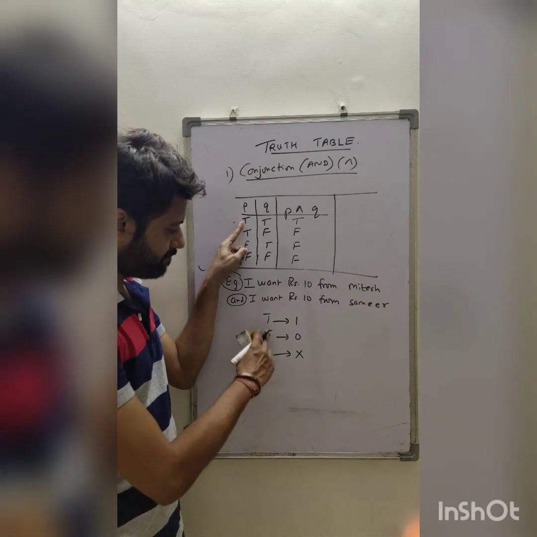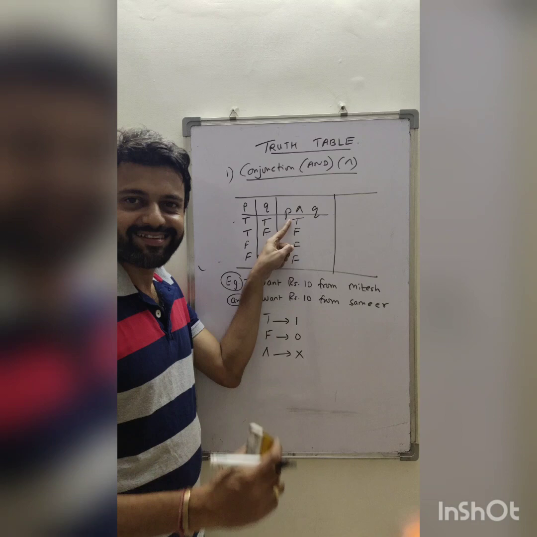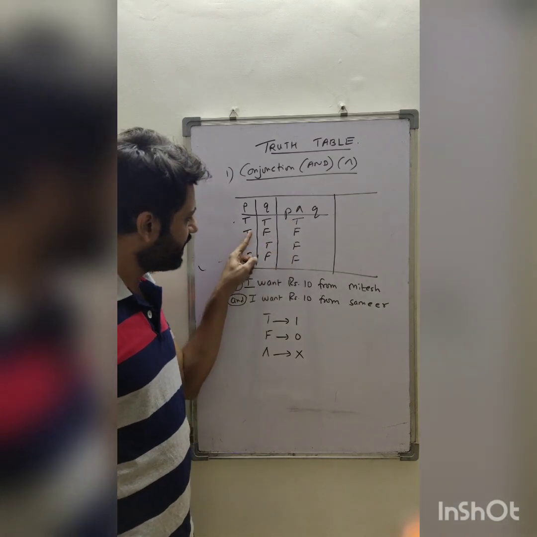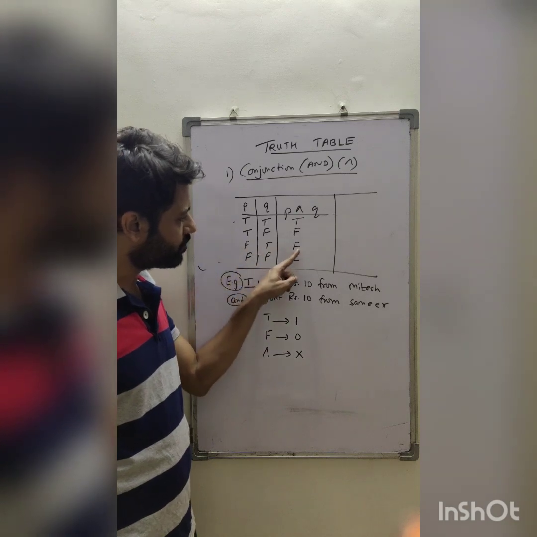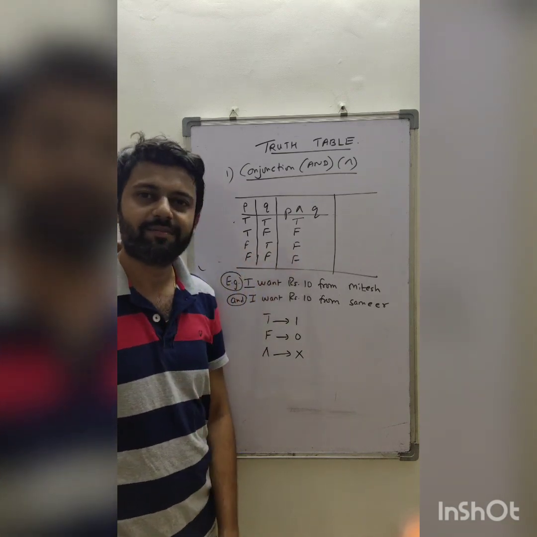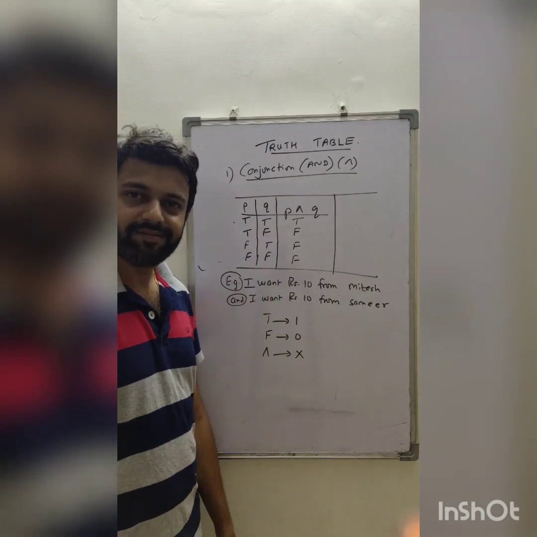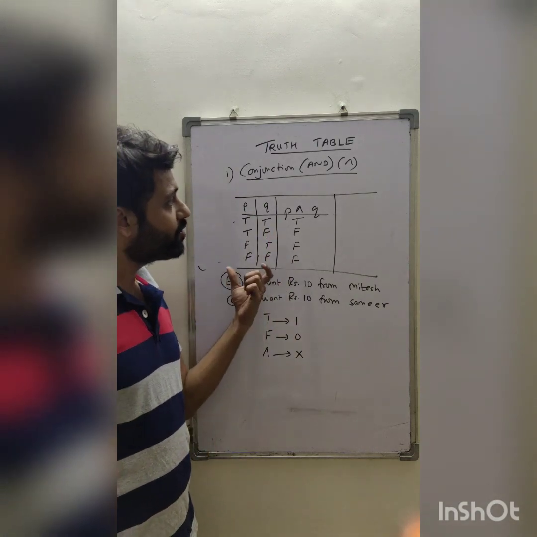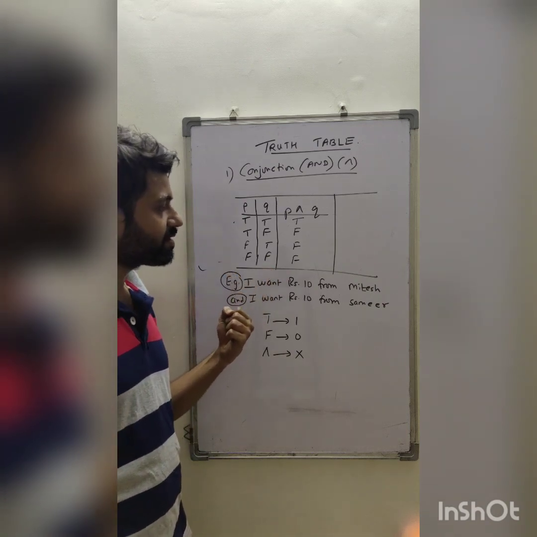This is 1. 1 into 1 is 1, that's true. 1 into 0 is 0. 0 into 1 is 0. 0 into 0 is 0. This is another technique to remember this truth table. This is how you can remember the truth table for conjunction.